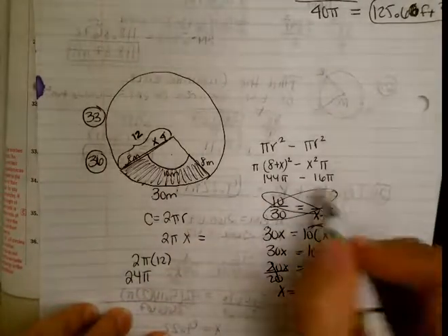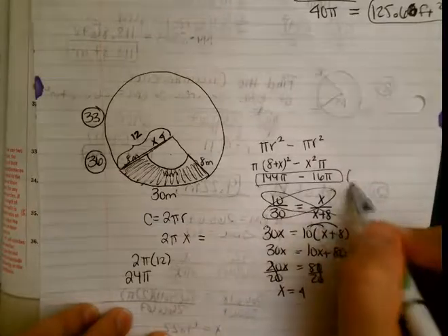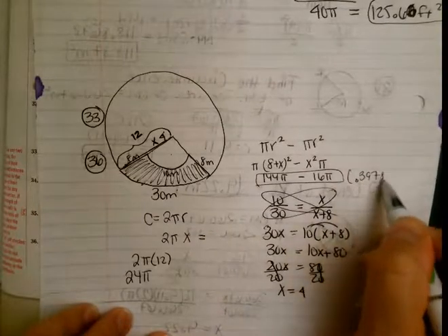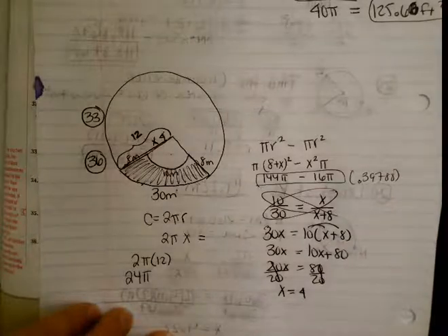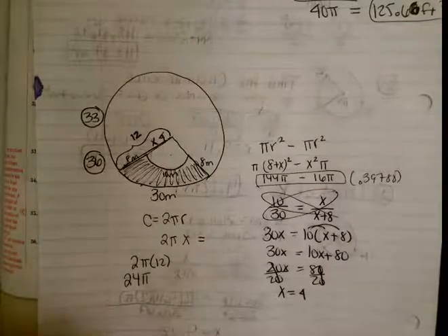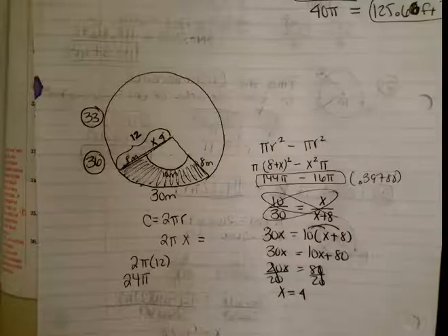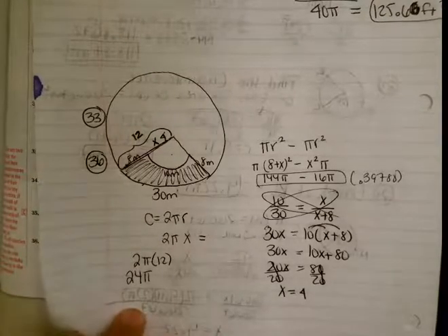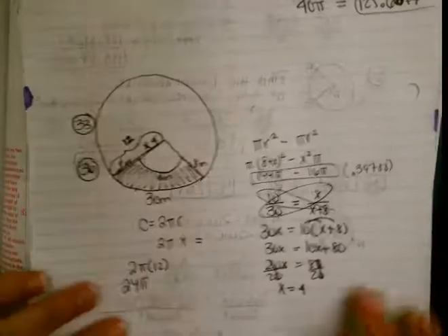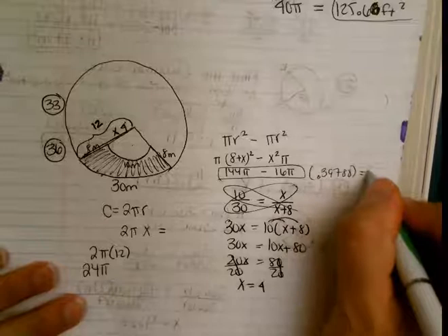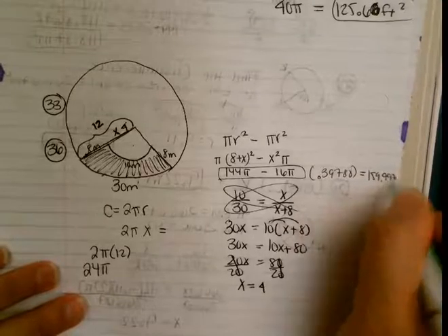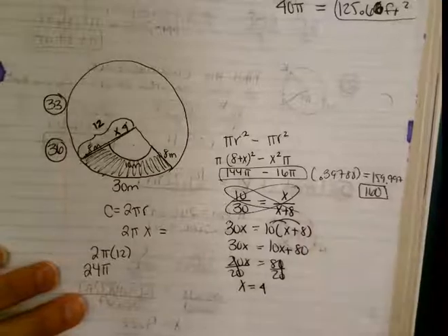So if I take 144 minus 16, times pi, times 0.39788, and I get my answer. When I did that, I got 159.997, which rounds to 160, which is our answer.